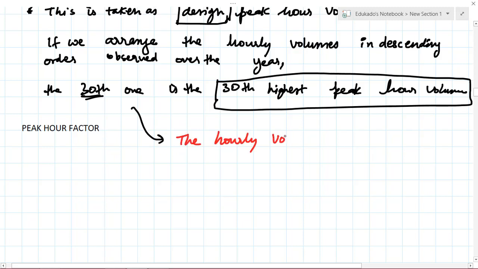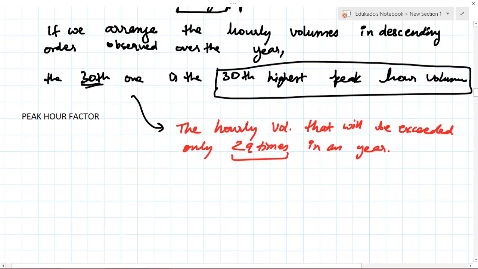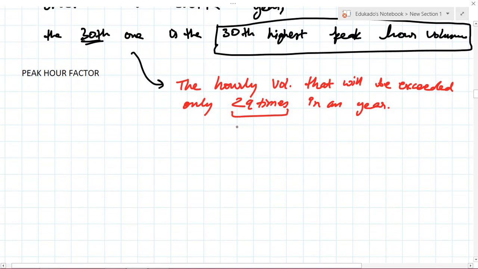So what it means exactly is that this hourly volume will be exceeded only 29 times in a year. Not more than 29 times will this hourly volume value ever be exceeded. So it has been observed that we can design the highway or anything based on that value. That's why I use it, and that's why this point is a little bit important.